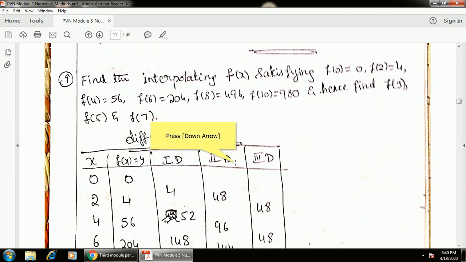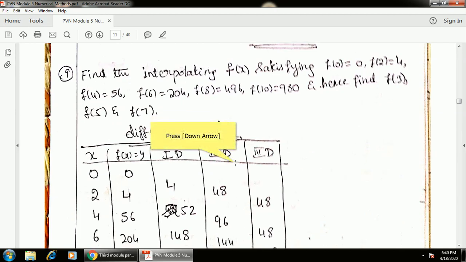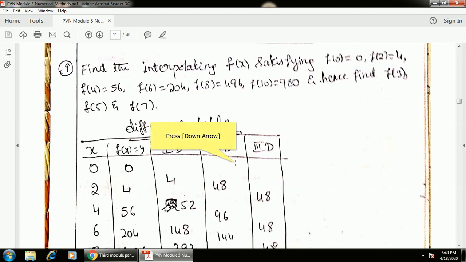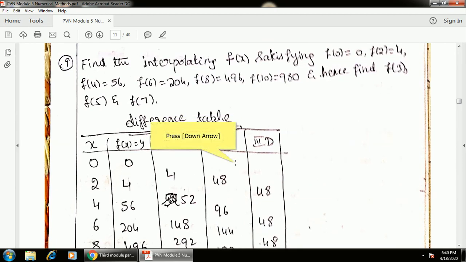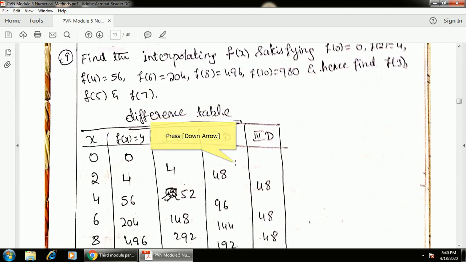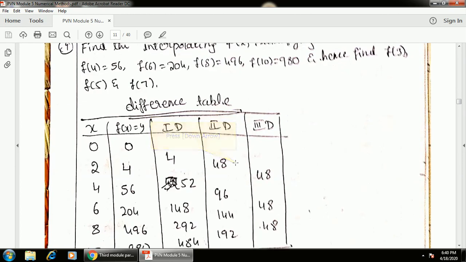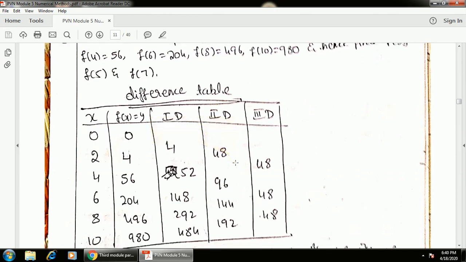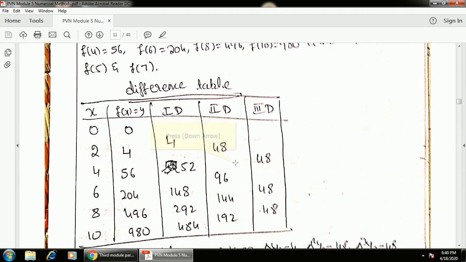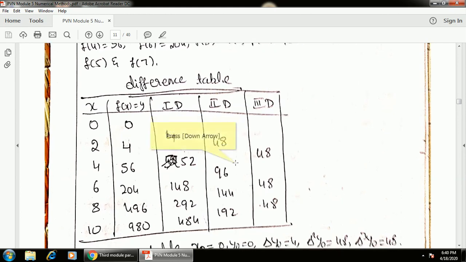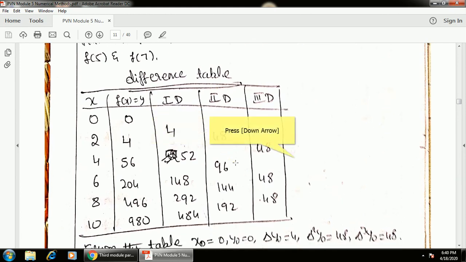To find that interpolating polynomial, either you can use the forward interpolation formula or backward interpolation formula. No compulsion on you. Okay, the values of x are 0, 2, 4, 6, 8, 10. No doubt they are at equal intervals. The corresponding values of the function are.